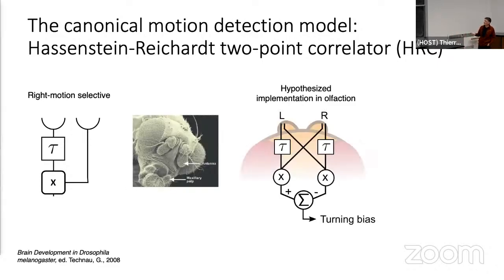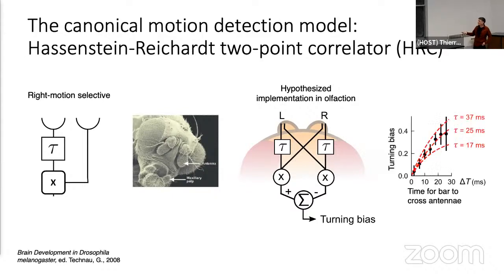And so the fly has 2 antennae. We hypothesize that there should be some sort of Reichardt correlator inside the brain of the fly that performs this type of computation in a symmetric way. We know the turning bias of the fly that we measure, and we know the orientation of the fly and the velocity of the bar. So we can relate the time for the bar to cross the antenna to the turning bias. With that, we can extract a characteristic timescale of this delay that you would need for this type of computation. And it's on the order of 20 milliseconds, which is very close actually to what has been measured in the visual system. So that's encouraging.